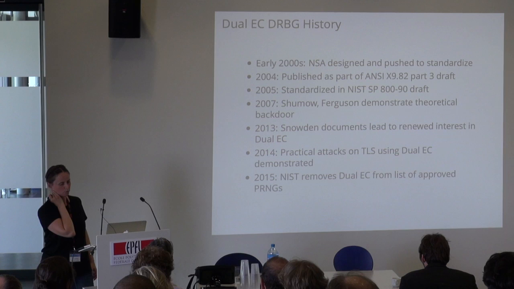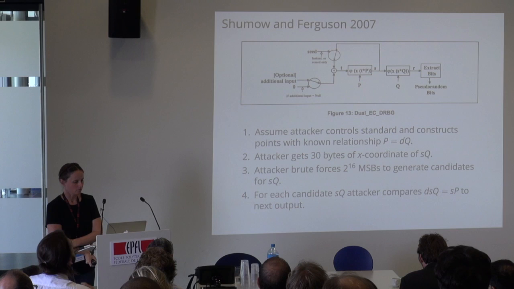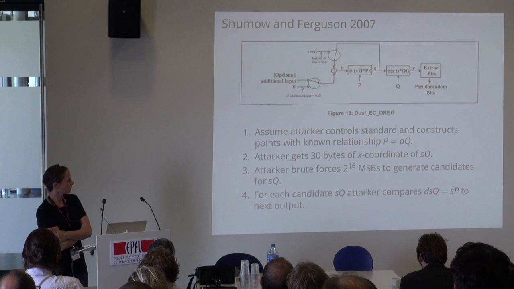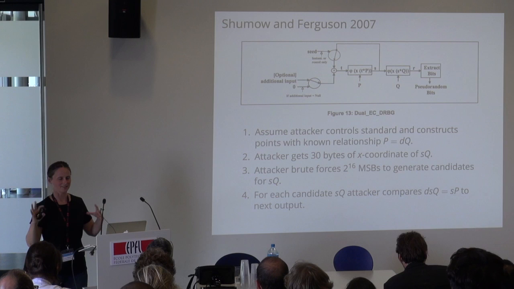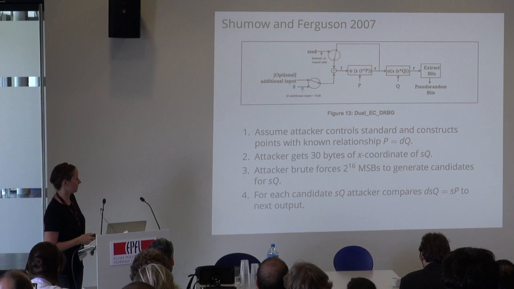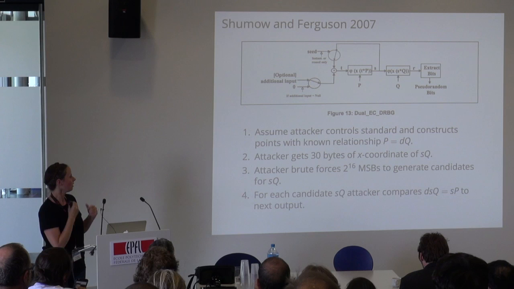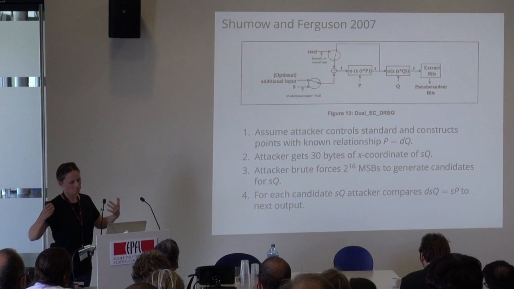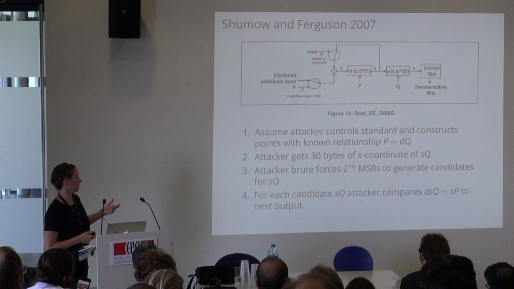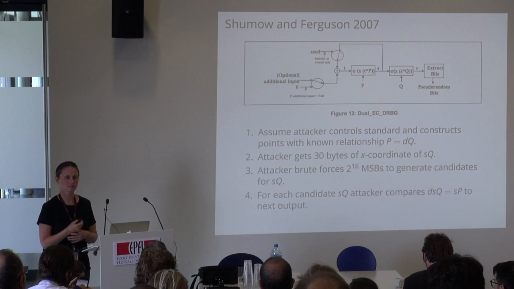Okay, so what is the backdoor that was described by Shumow and Ferguson? The idea here is that an attacker controls the standardization process, and they construct some elliptic curve points that have some known relationship. You know, P is some multiple of Q, and the attacker knows this multiplier D, and nobody else does. So there are some opaque points, P and Q, that are published as part of the standard. Now, if the attacker wants to do a state recovery, they get 30 bytes of output. So this is the x-coordinate of S times Q, where S is the unknown state that they want to recover. They brute force the most significant bits that have been chopped off in the output, which generates a list of candidates, not too many, for the possible state. And for each possible candidate state, the attacker can then tick forward the state to the next output and compare this to the next output. And if they were correct, then they know that they got the state and that they can continue on.